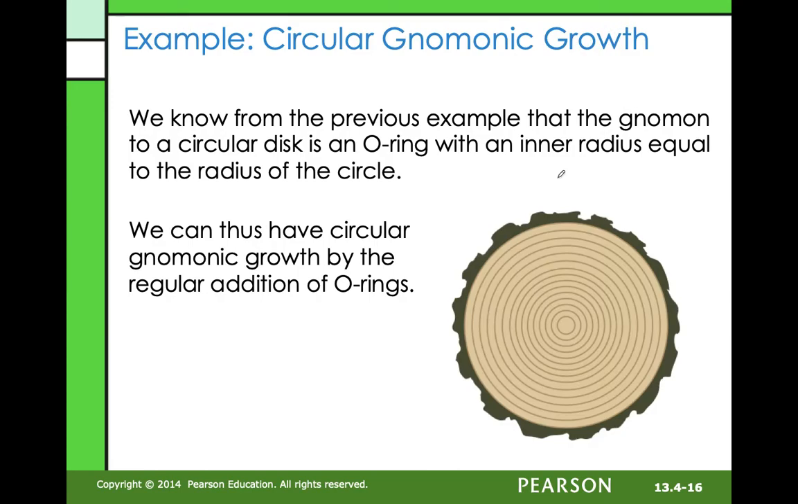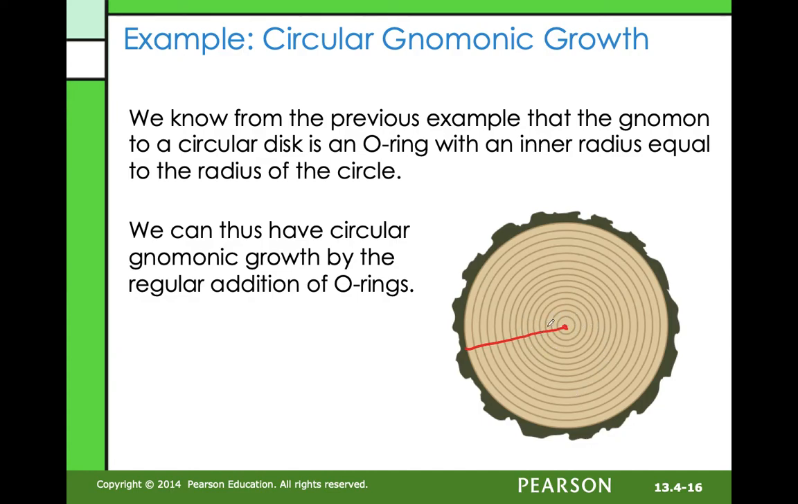So, an example of circular mnemonic growth. We know from our previous section that the nomen to a circular disk is an O-ring, with an inner radius equal to the radius of the circle. We can thus have a circular mnemonic growth by the regular addition of O-rings. You can probably guess what this is looking at. This is a cross-section of a tree, where the rings each represent a different nomen.